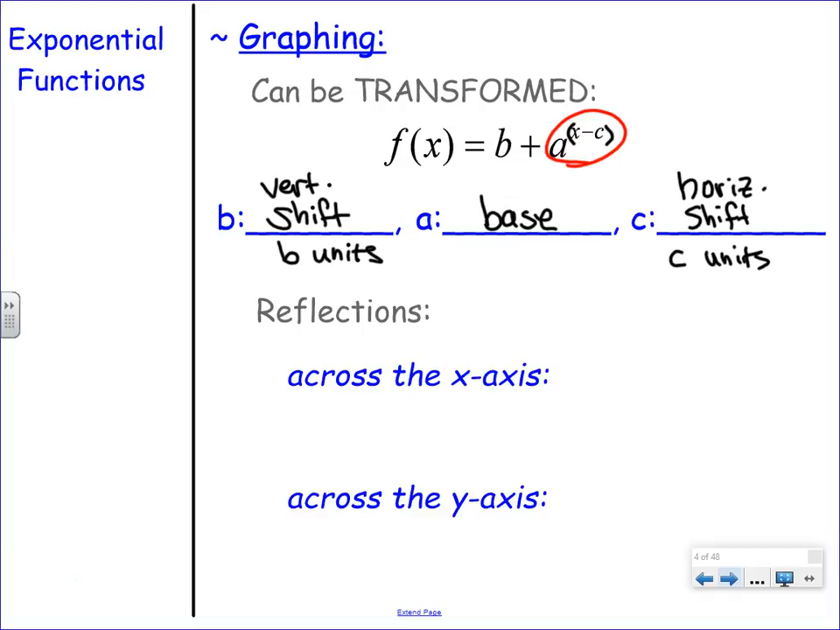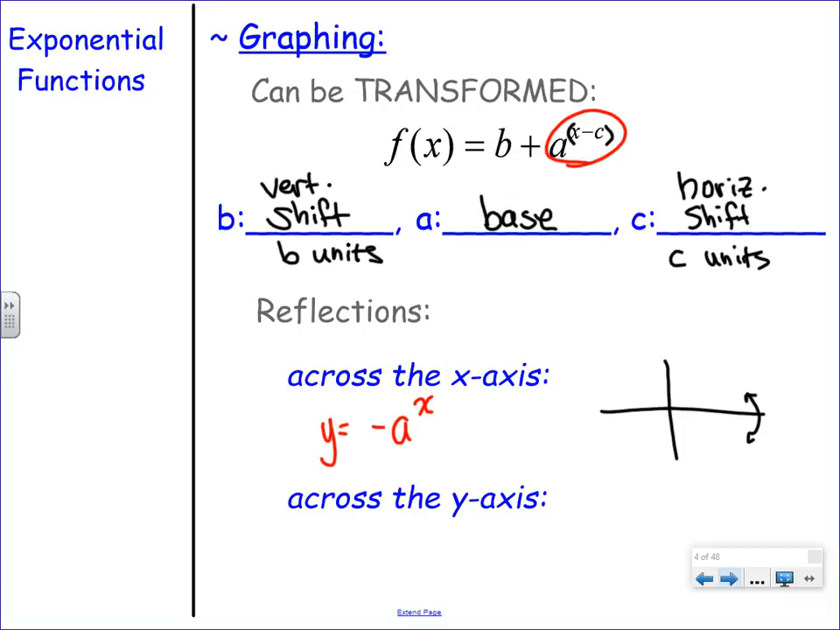Reflections. How is a reflection going to show up in an exponential function if it's across the x-axis? You guys remember which one that was? Across or about, or it could say at the x-axis. What kind of flip is that? Up, down, right? Vertical. So that means there has to be a negative on the outside. So I would have my function y equals, just to keep it simple, a negative in front of the a to the x.